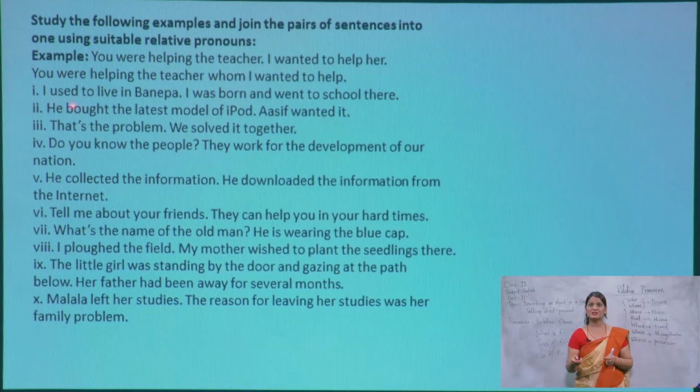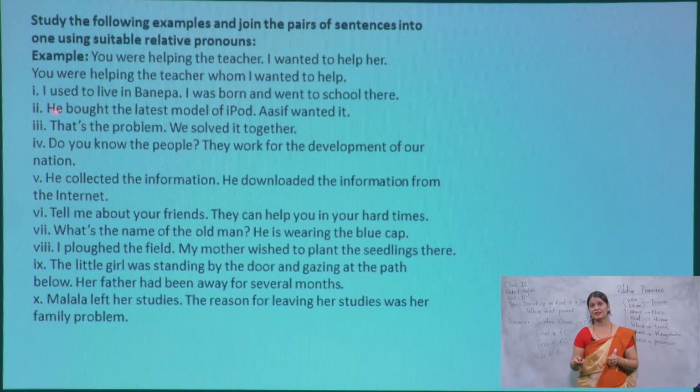In this way, I used to live in Banepa. I was born and went to school there. So which information is repeated? This Banepa and there. In place of these two, I told you that we use nouns first, so instead of the pronoun, we can use a relative pronoun. I used to live in Banepa, where I was born and went to school. Yes, the same thing, you will write it in between these two clauses.